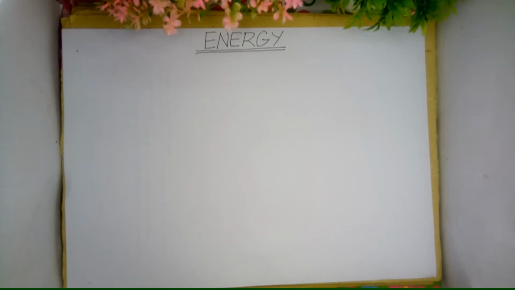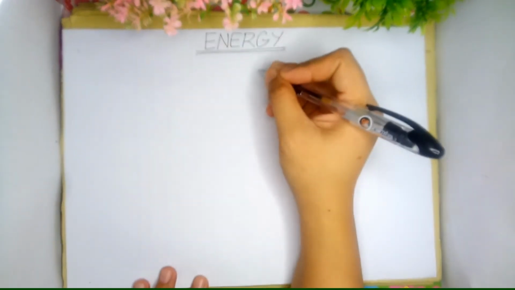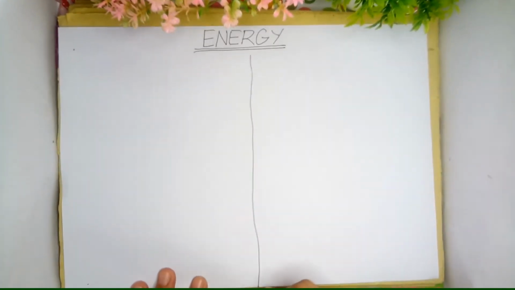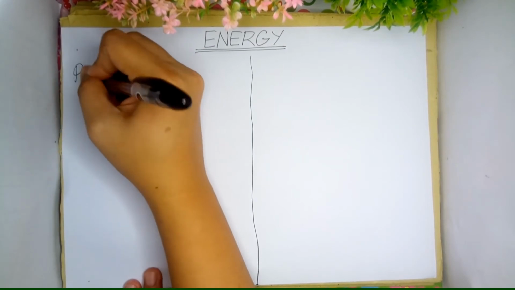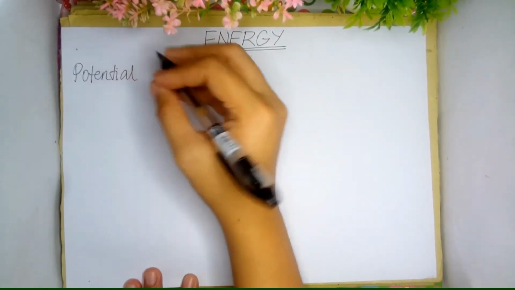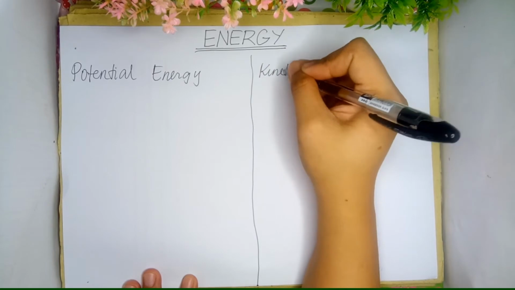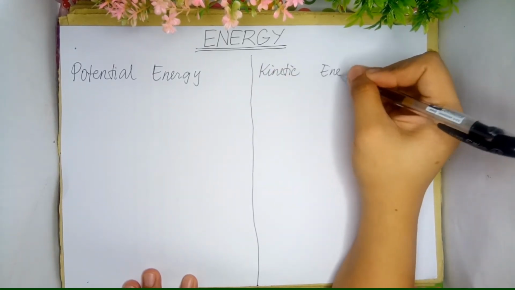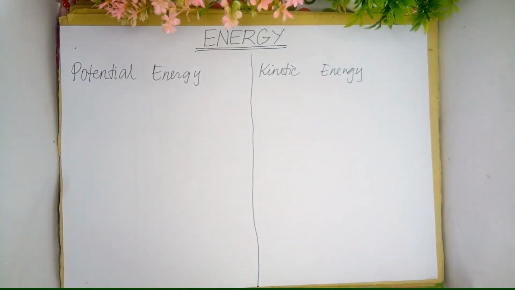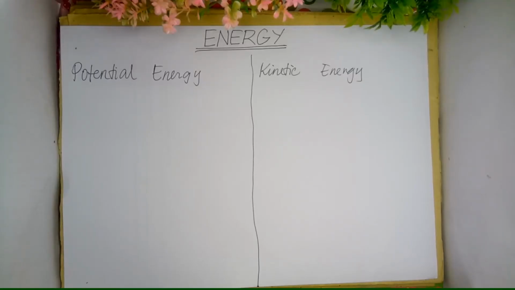Okay? So we have two kinds of energy, the potential and the kinetic energy. So we have potential and kinetic energy. So if you can recall, sa elementary or sa junior high school, when we say potential energy, it is the energy at rest. And kinetic energy, it is the energy in motion or in a moving object.